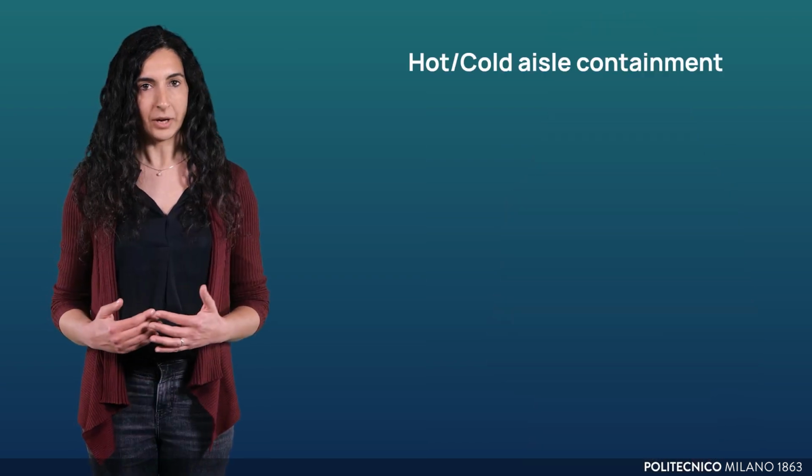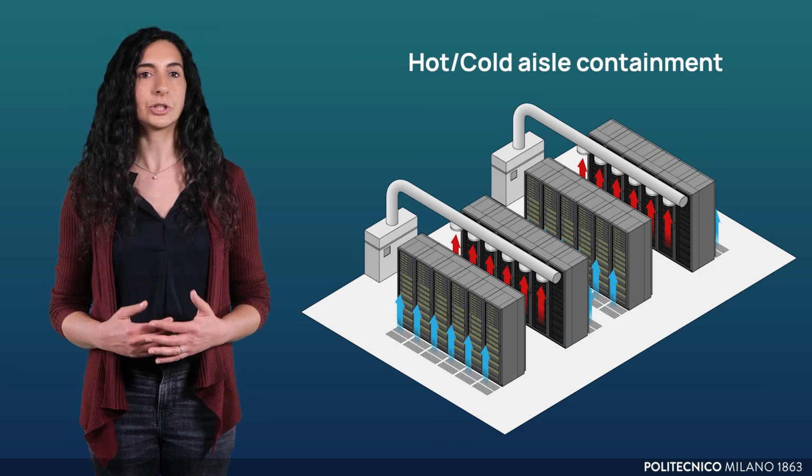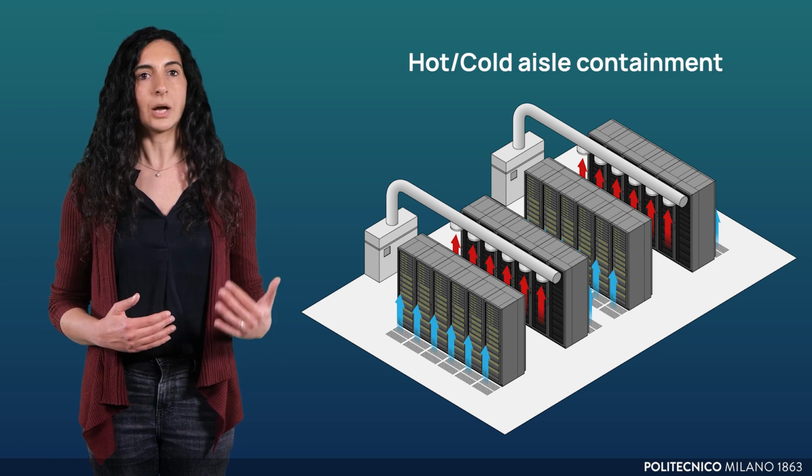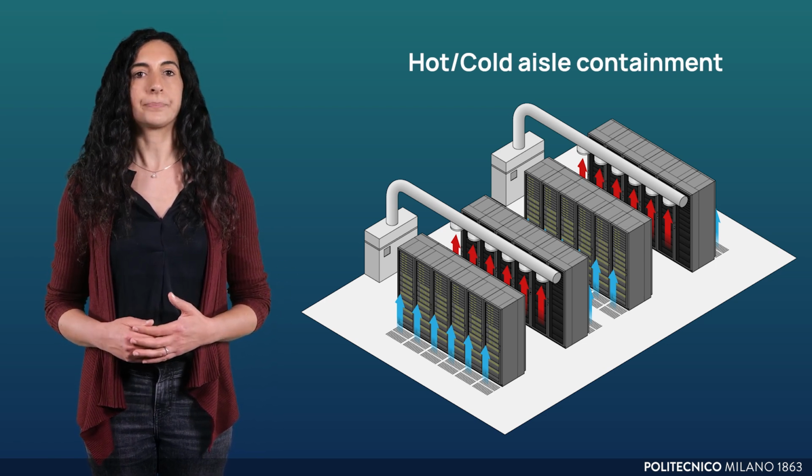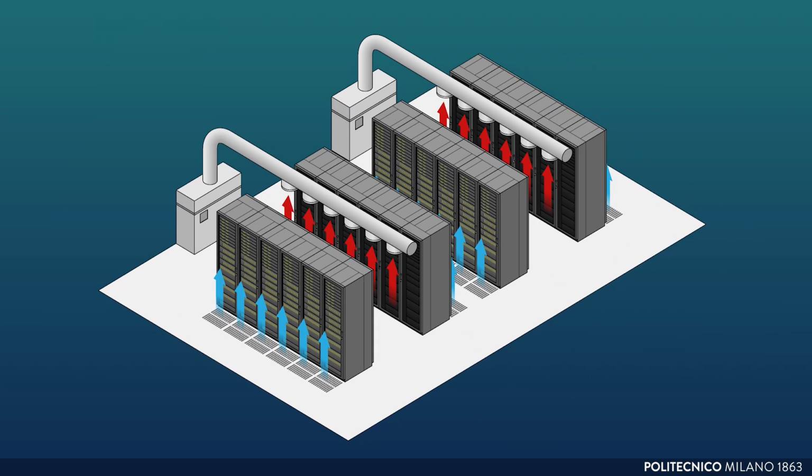Hot aisle, cold aisle containment is a passive cooling strategy that separates the hot air expelled from the servers from the cold air used to cool them. The cabinets and racks in data centers are arranged in alternating rows of hot and cold aisles. The hot aisles face the air outlets of the servers, while the cold aisles face the air conditioners.